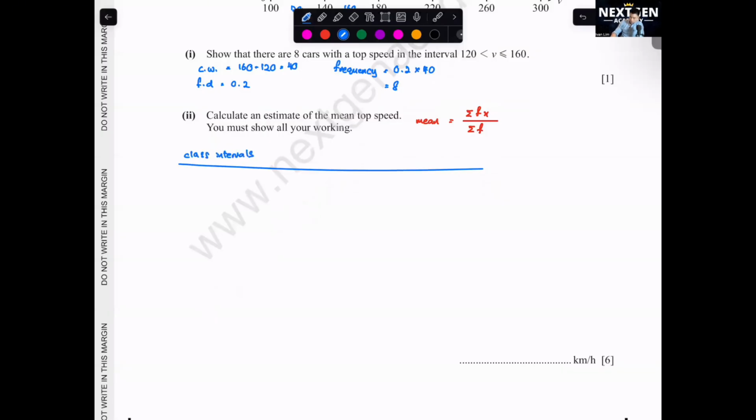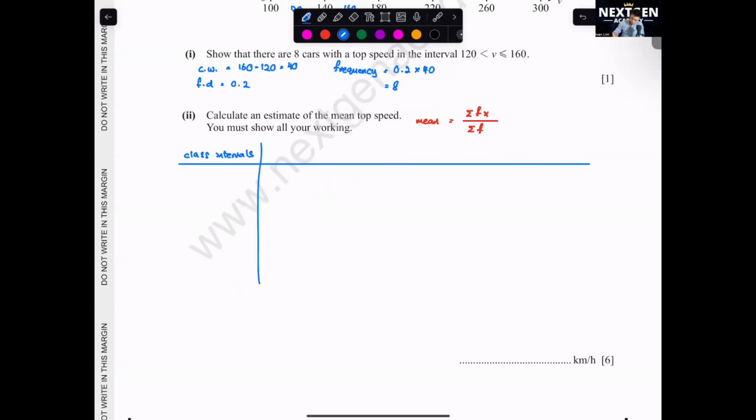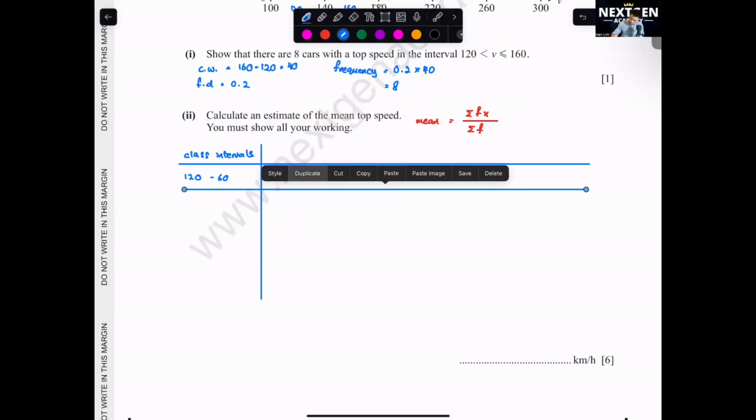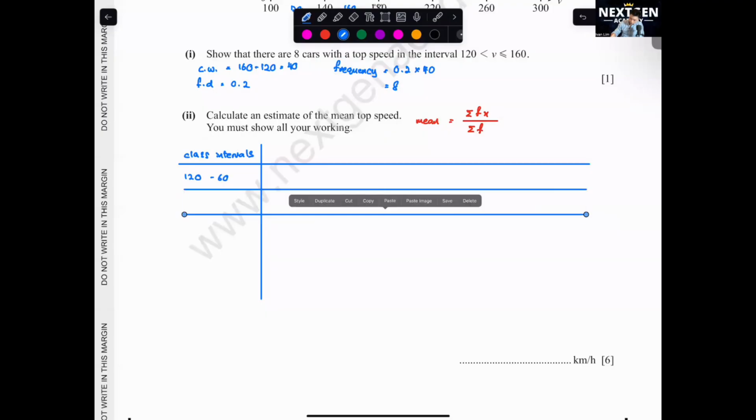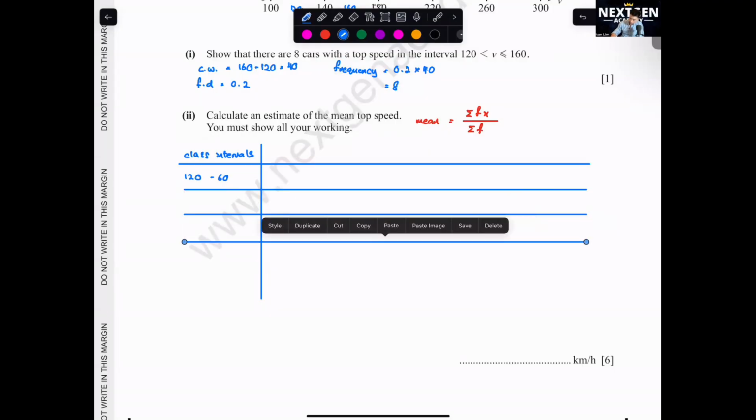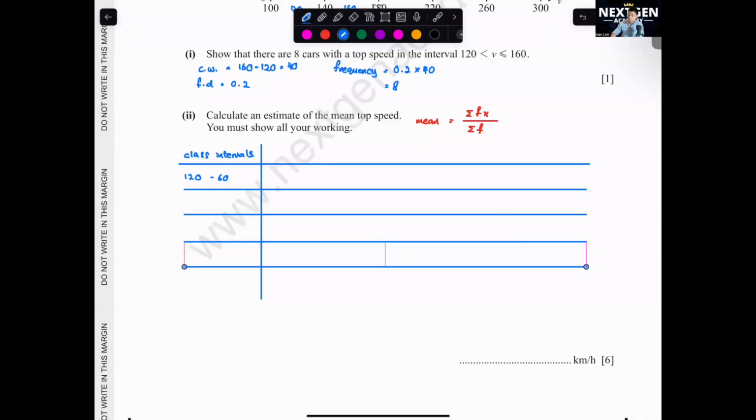You've got all your class intervals here. We draw like this. You all don't have to draw this so nicely, but I think it will be neater here for you all to see. 120 to 160, 160 to 180, 180 to 200, 200 to 240, and then 240 to 300.